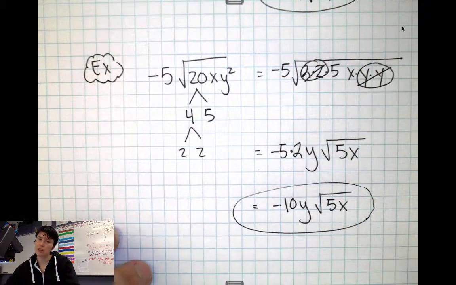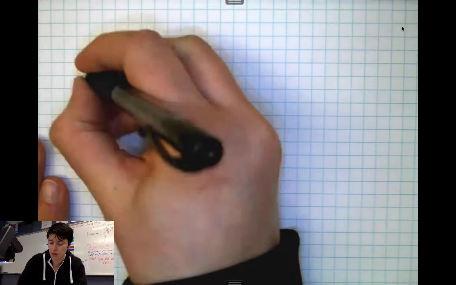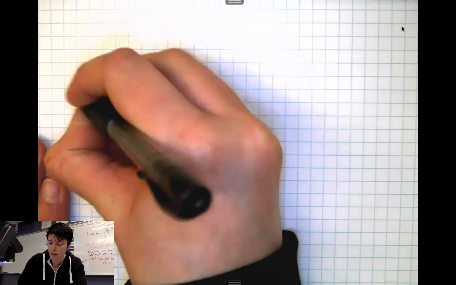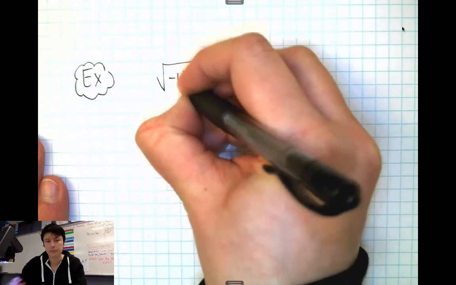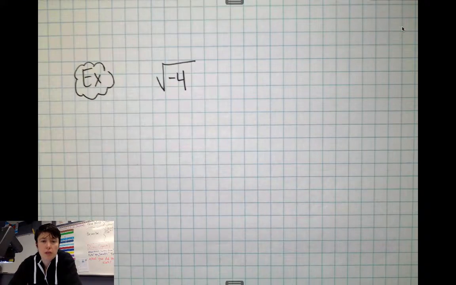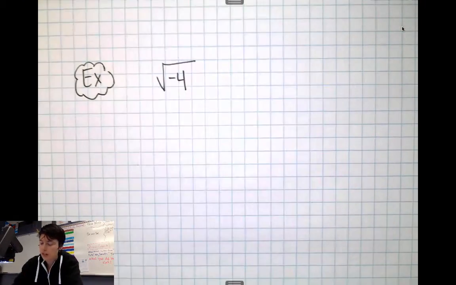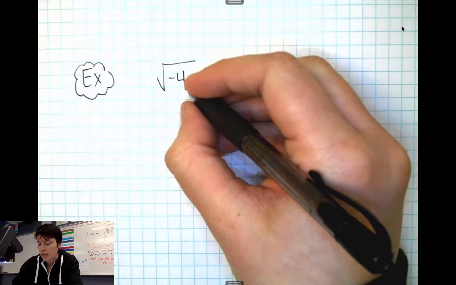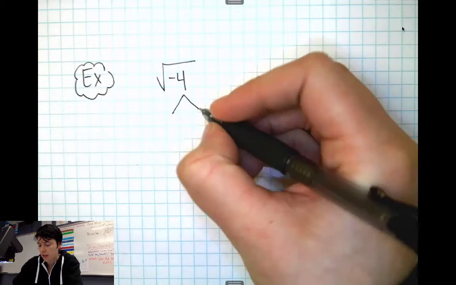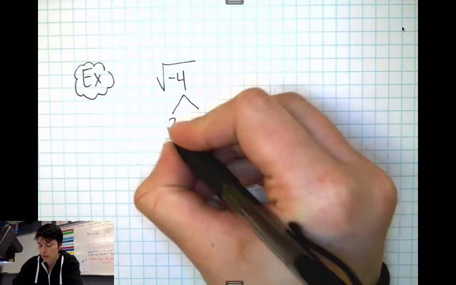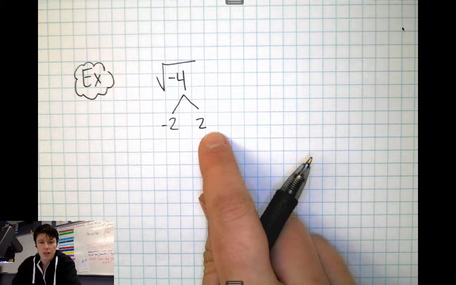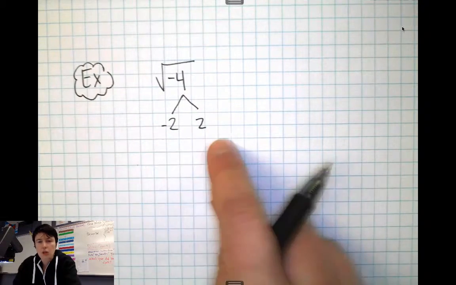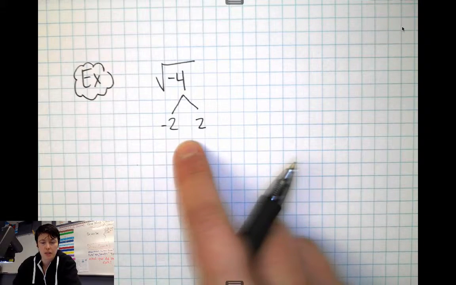Now there's going to be some weird situations that you're going to run into, and one of them has to do with this. So our last example of these notes today: what if you saw the square root of negative 4? We know the square root of 4 is 2, but this isn't 4, this is negative 4. And so if we try to break negative 4 down, 2 times 2 is 4, but one of these would have to be negative, either this one or this one, to make that possible. And really, there's no situation where that could happen inside the square root.